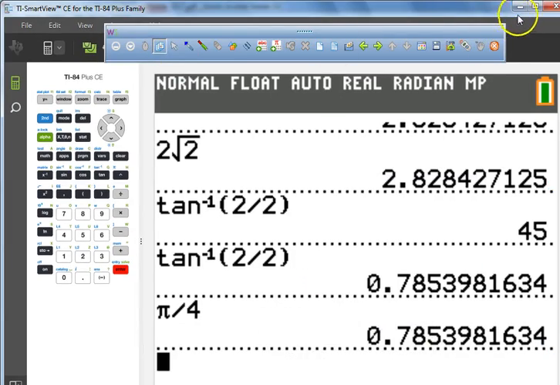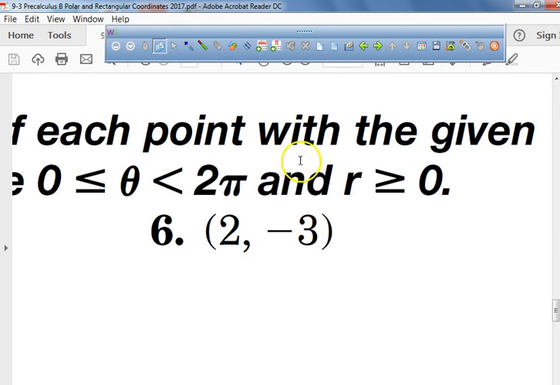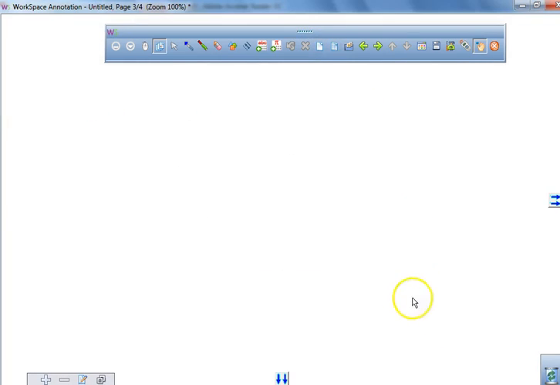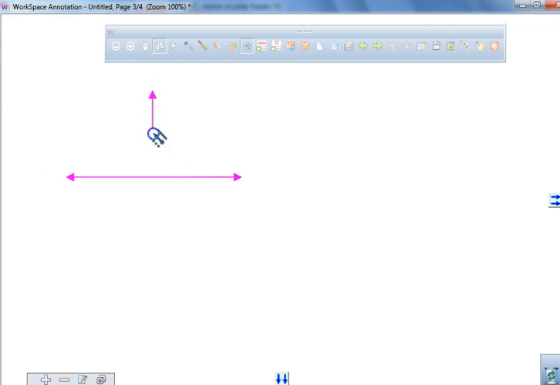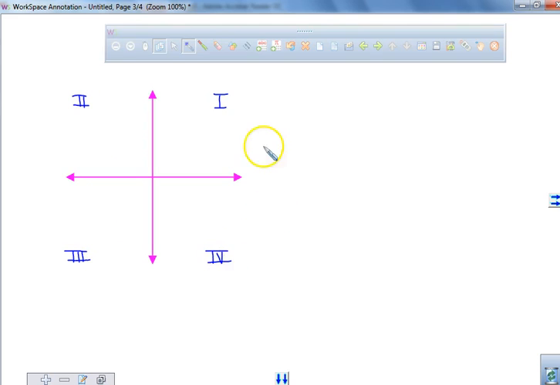All right, what we're going to do right now is look at problem number 6. But before we begin problem number 6, what I need everybody to do right now is make an x-axis and a y-axis. Label this quadrant 1, 2, 3, 4. For quadrant 1, call it x, comma, y. They're all positive. Quadrant 2, you're going to have a negative x value and a positive y value.